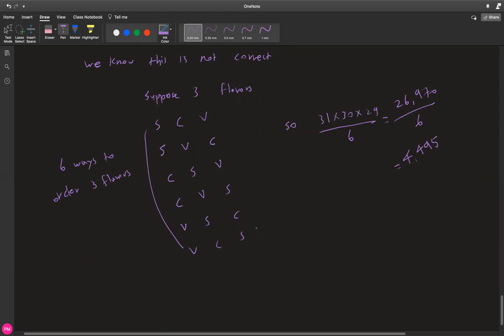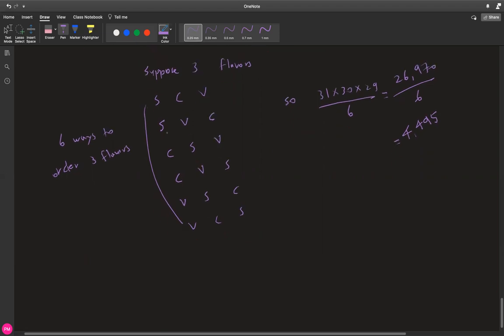But we should be able to see that this is simply ordering 3 different objects. So this number is actually found by 3 factorial, which is 3 multiplied by 2 multiplied by 1, just like the horse example. So it's 6.